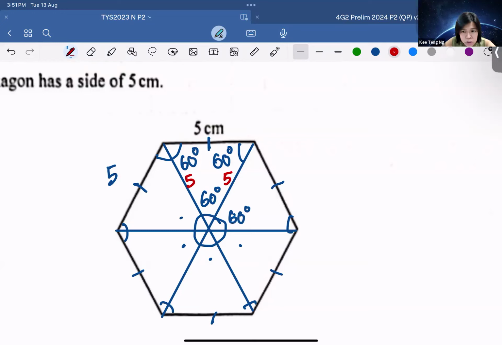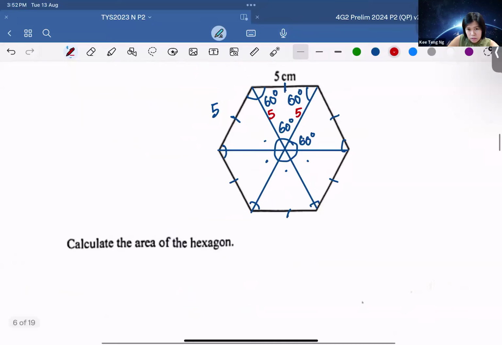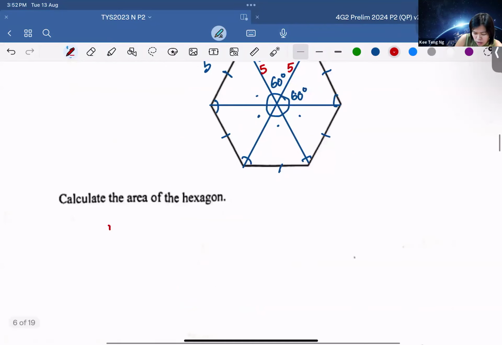360 divided by 6 gives you 60. If it's not, then maybe it's a 5-sided, 8-sided or 9-sided shape, and you take 360 divided by the number of triangles that you can find. Or you draw according to what the diagram tells you. So if I want to find the area of the hexagon, I can find the area of one triangle.